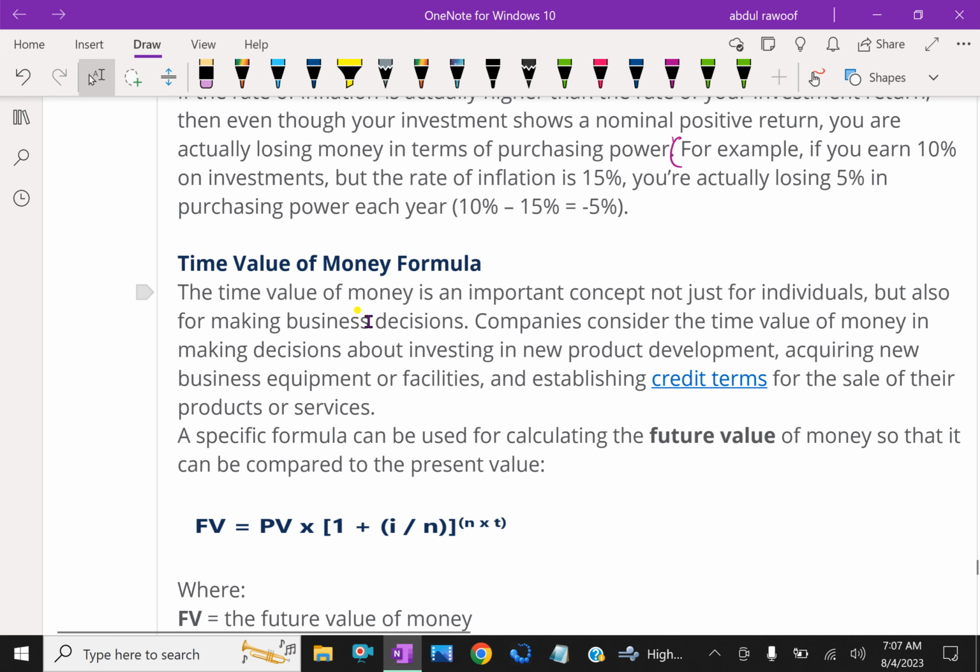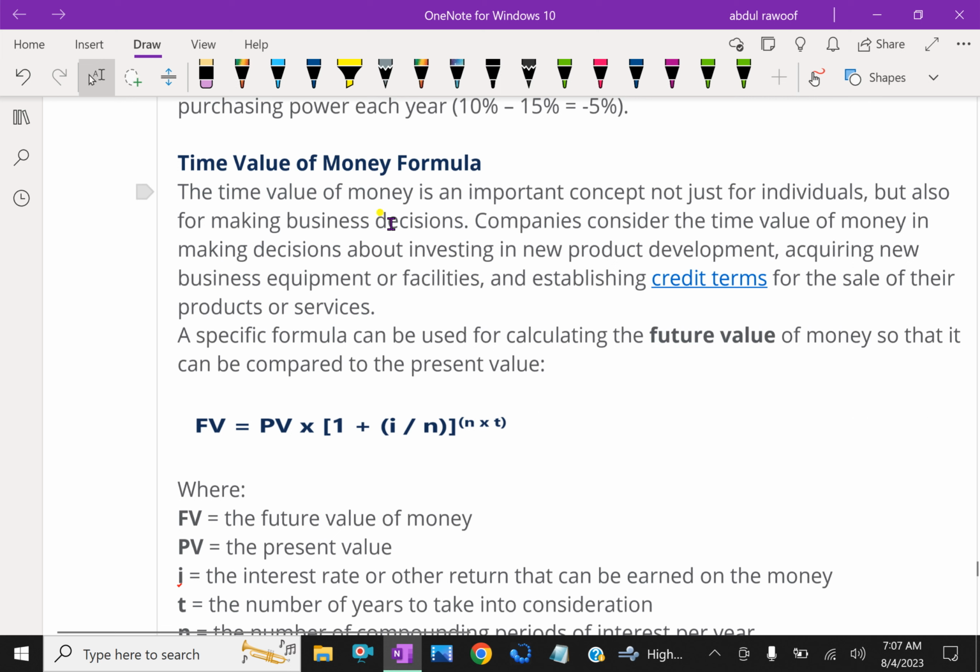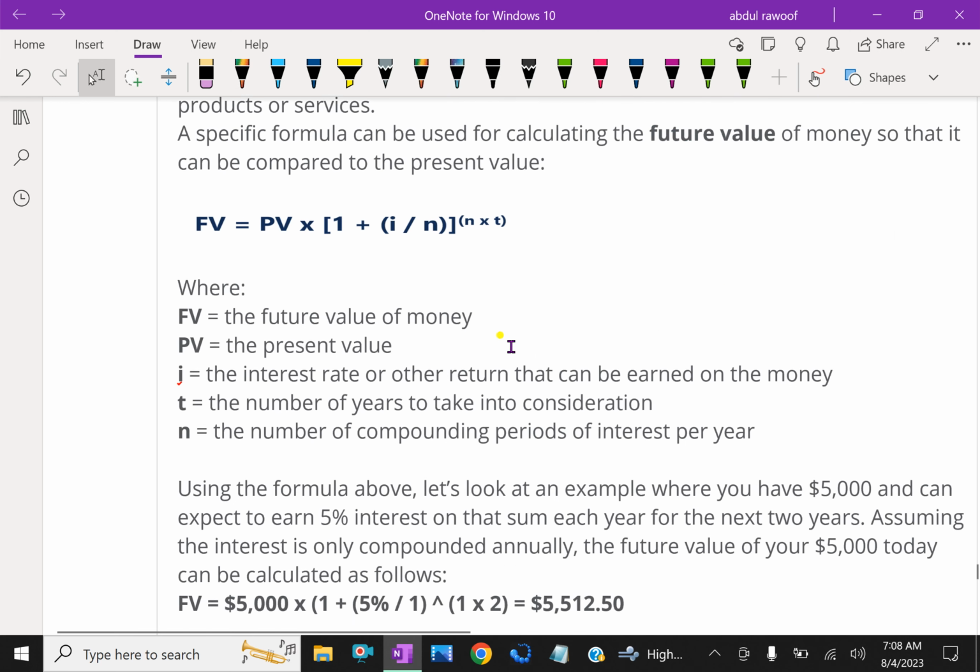Time value of money formula. The time value of money is an important concept not just for individuals but also for making business decisions. Even governments and companies consider the time value of money in making decisions about investing in new product development, acquiring new business equipment or facilities, and establishing credit terms for the sale of their products or services.